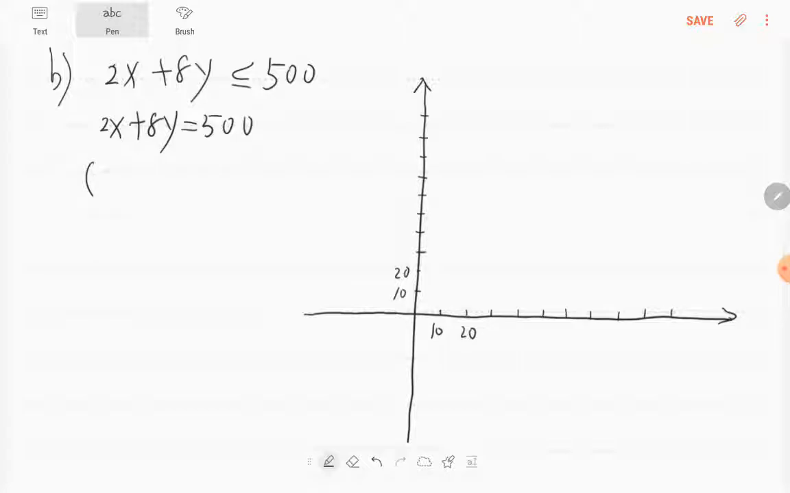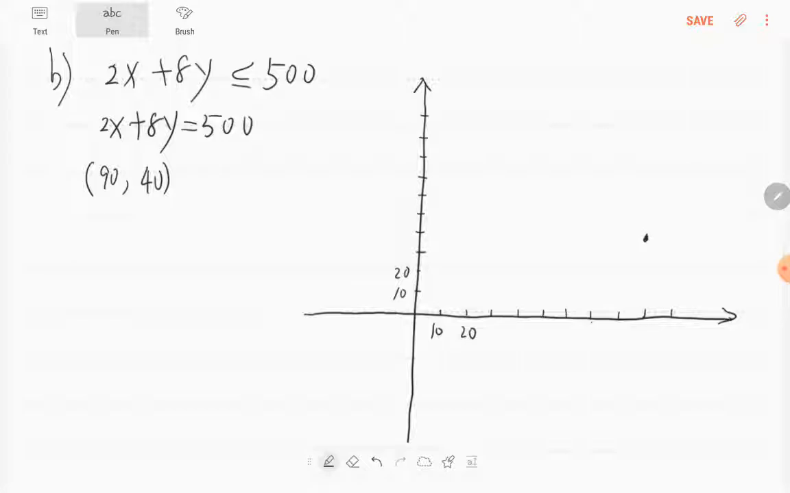When x equals 90, you plug in, so it's 180. So 500 minus 180 equals 320, then divided by 8, so y equals 40. So x is 9, and y is 4, 40 here. So this is the one point.